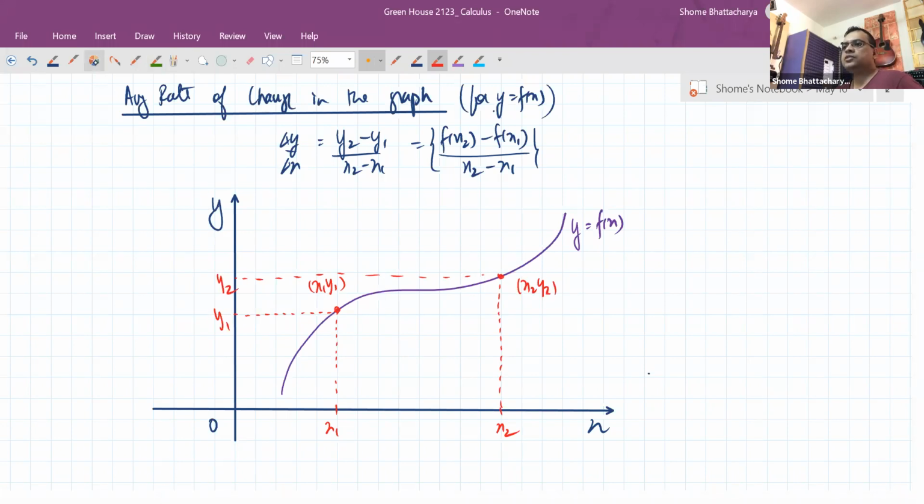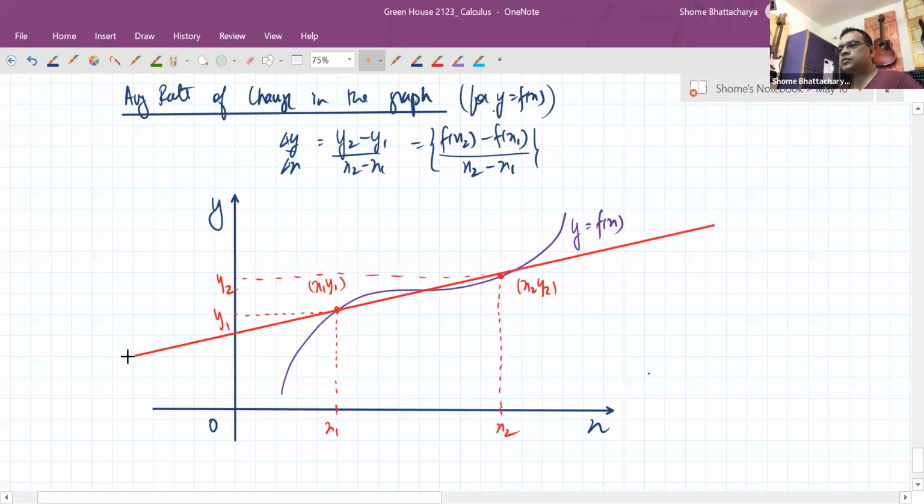So once again, you can see it's very simple that the straight line joining these two distinct points, x1, y1 and x2, y2, that straight line slope is nothing but the average rate of change between these 2 points. Such a straight line, as we've discussed earlier, is called the secant line. So what we talked about average speed is now extended to average rate of change.